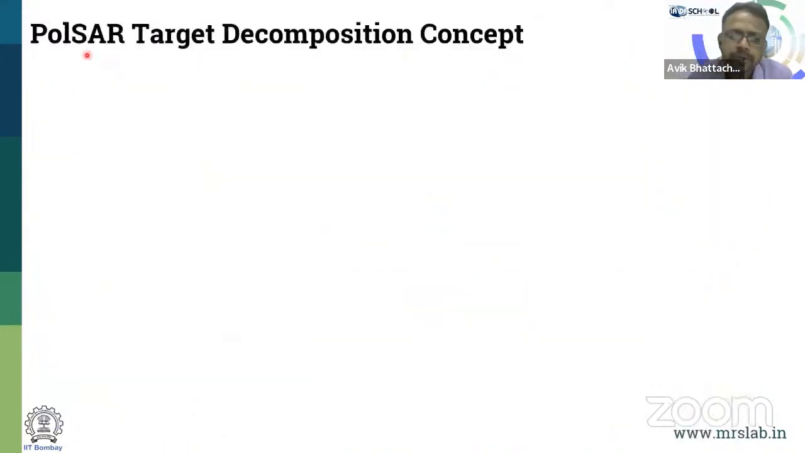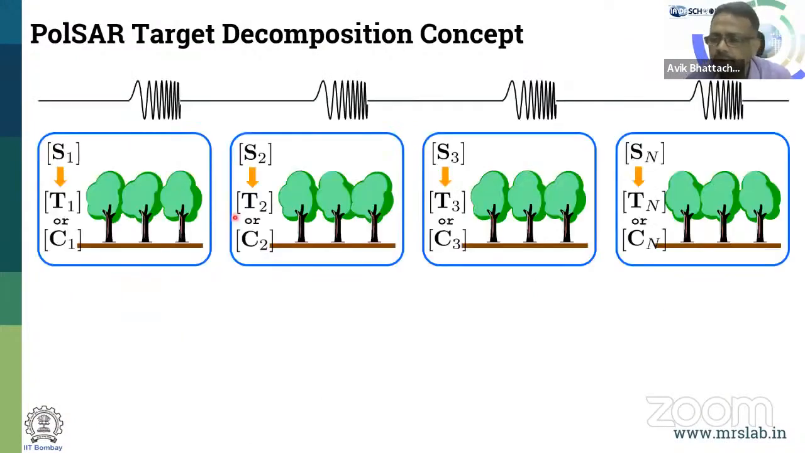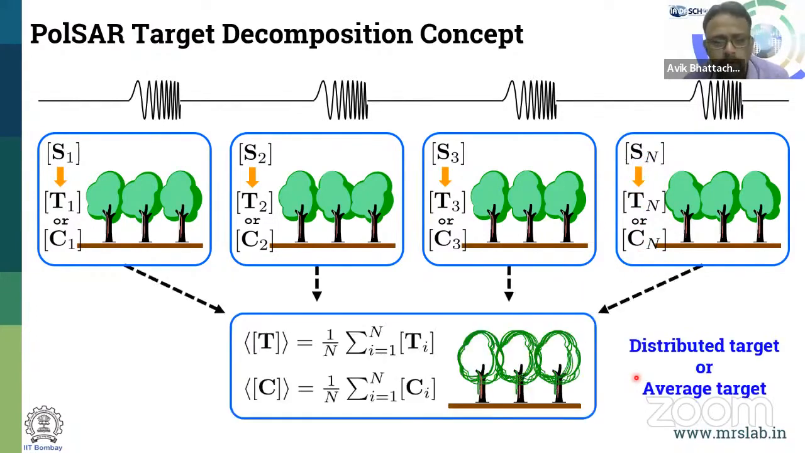So going from here, I go into the target decomposition concept. The concept is again simple over here: we have measurements over many of these Sinclair matrices, which can then be transformed into again a 3x3. But remember, there is no averaging done over here. It's just the transformation of this into the T or the C. That can also be done. But the idea is that we form an average target. The average target is formed by assembling all of them together. So these are the samples you have, you are assembling them together, and you form an average target.